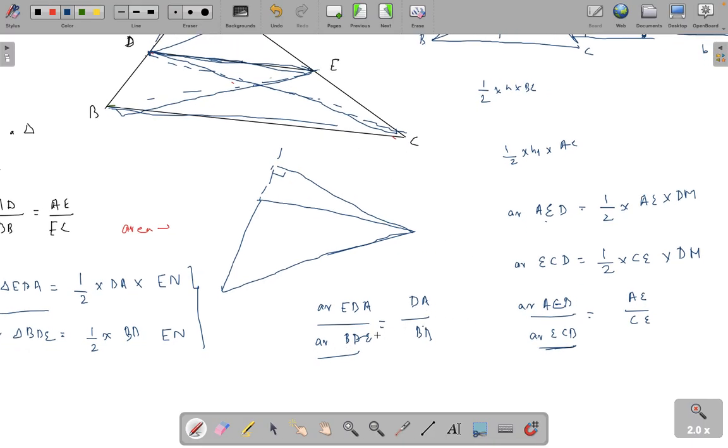See, that means the area of BDE and the area of ECD are the same, right? So it means DA upon BD should be equal to AE upon EC. So this is the proof of BPT. Okay, is this clear?